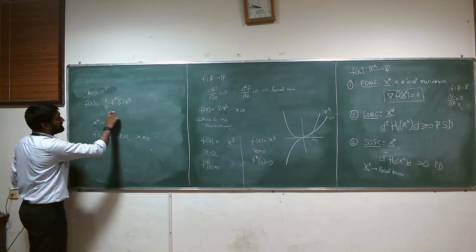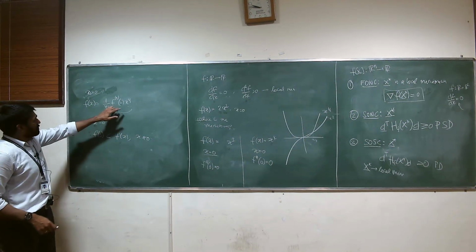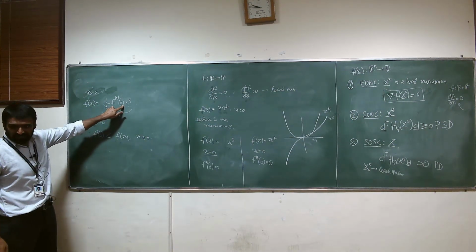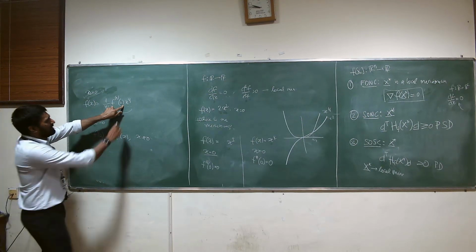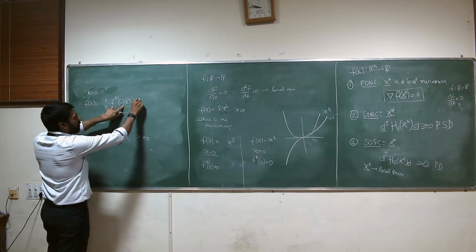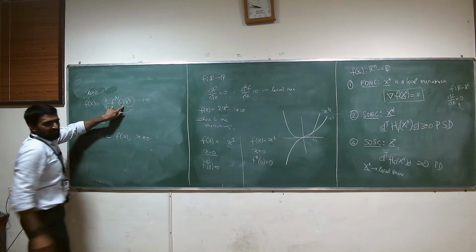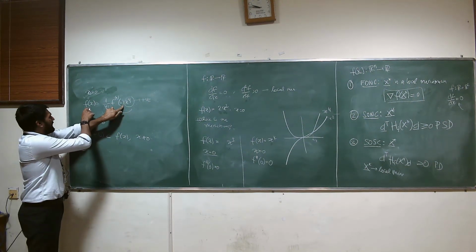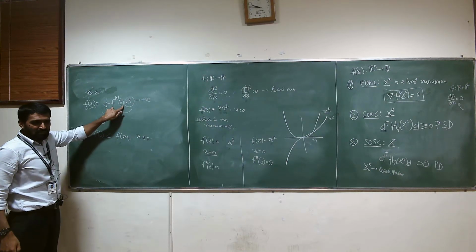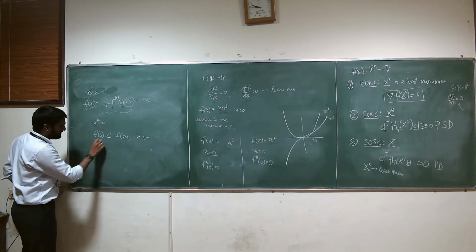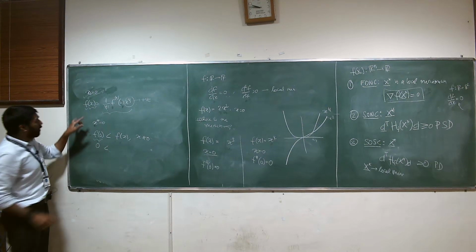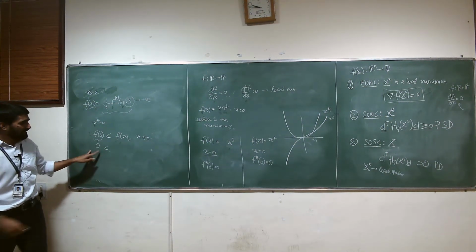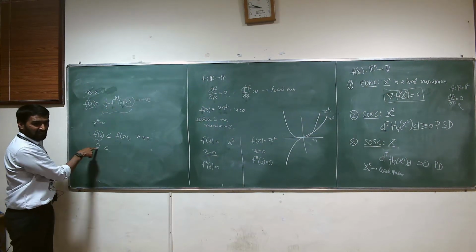Okay. Now, if you look at this function, right? If the fourth derivative of this function is positive, okay? This term here is always positive. And if this term is positive, that means my f of x's are all positive values. Okay. And f of 0 is 0. That means all possible values of f of x are greater than 0. Okay. That is why this function has a minimum at x equals 0.